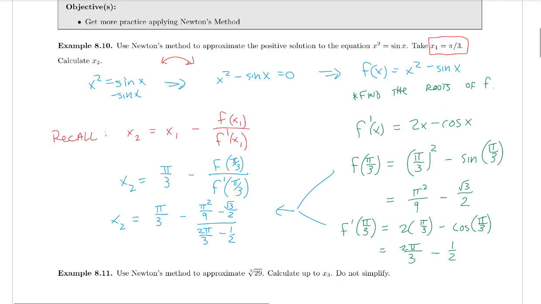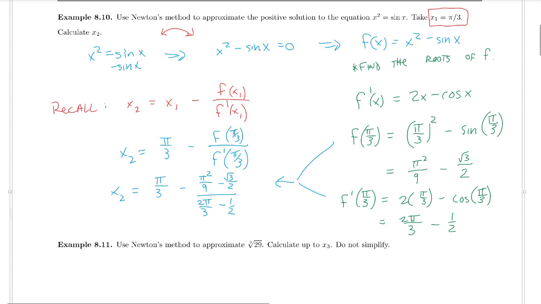Now I'm going to switch back here and give you a few seconds to copy down the work if you didn't get that copied down. All right, go ahead and pause if you didn't get that, and let's move on to the next example.